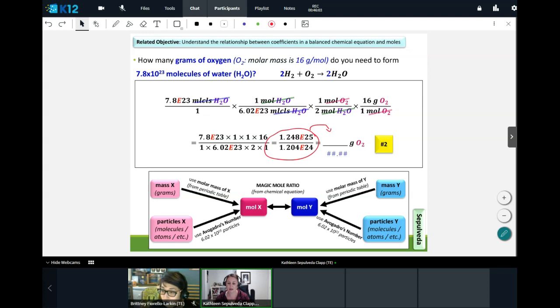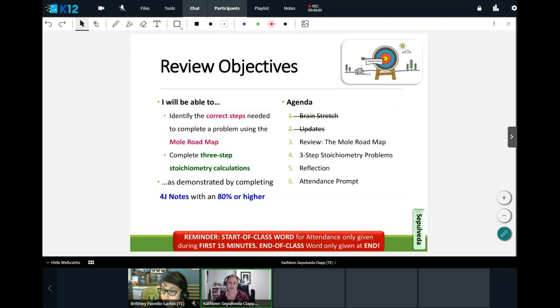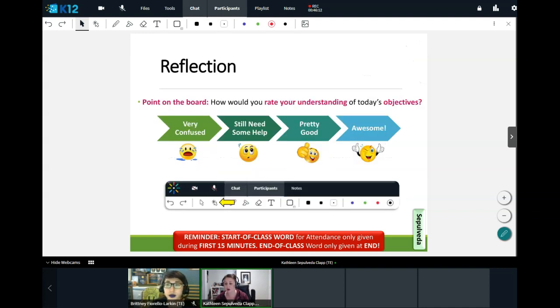Perfect. All right, here we go. So today we talked about identifying the correct steps needed to complete a problem using the mole roadmap. We did those 3-step stoichiometry calculations, and we did this all in our notes.